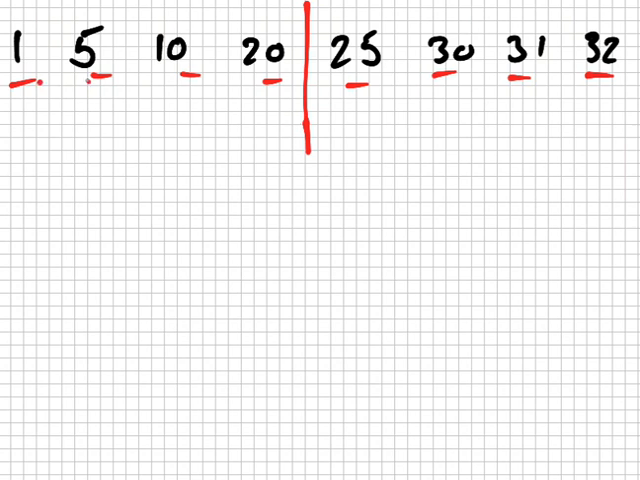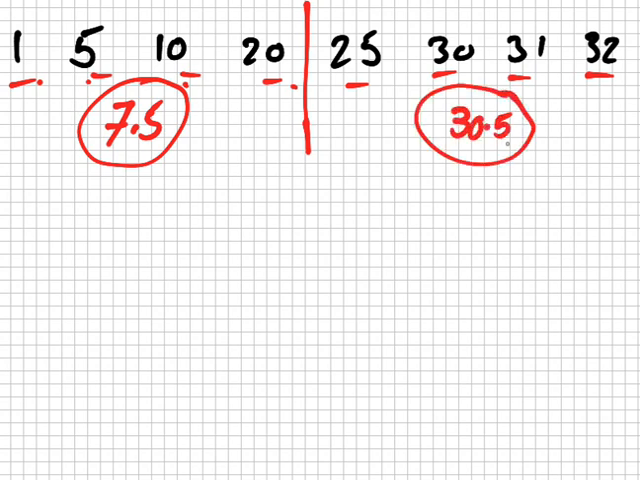So if I have 4 numbers here, what is the middle, the median of these 4? It would be 7.5. This is the lower. And then here, 30.5. Yeah. But the problem is a little bit more complicated in the first example I did.